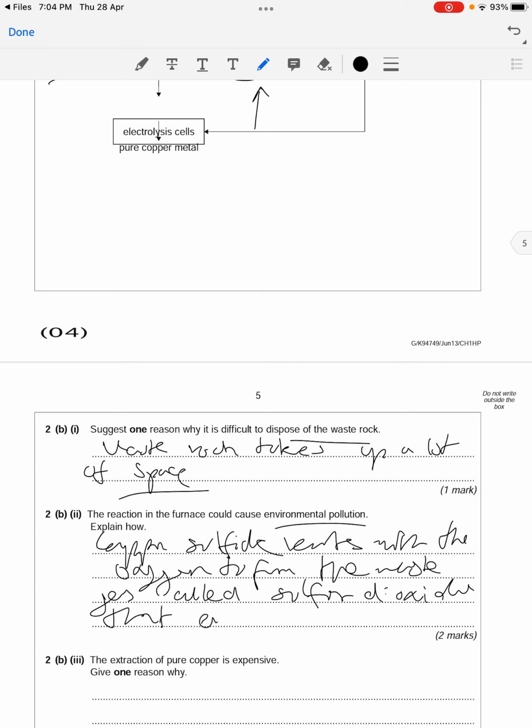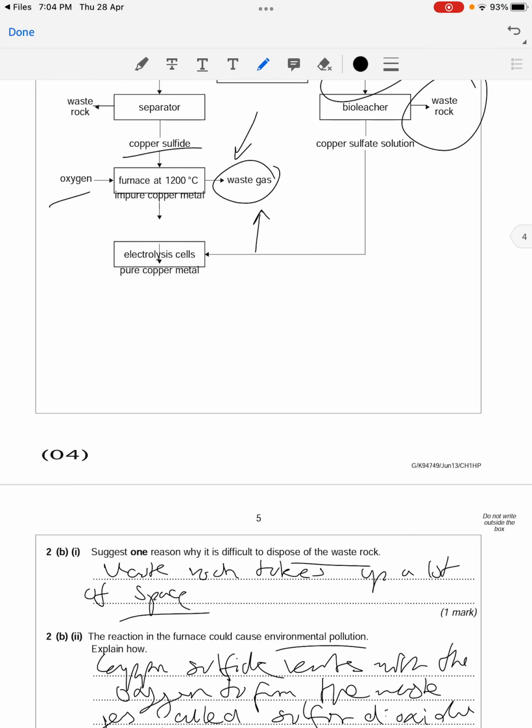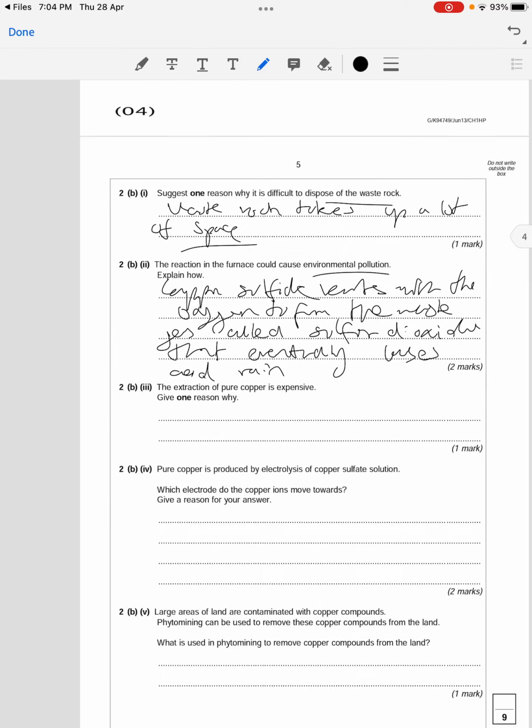that eventually causes acid rain. These are the main points that you need to write down: copper sulfide reacting with oxygen will produce sulfur dioxide, and this eventually will lead to acid rain, right? Okay, so let's move on to the next question.